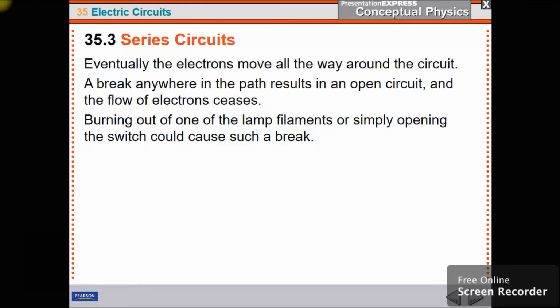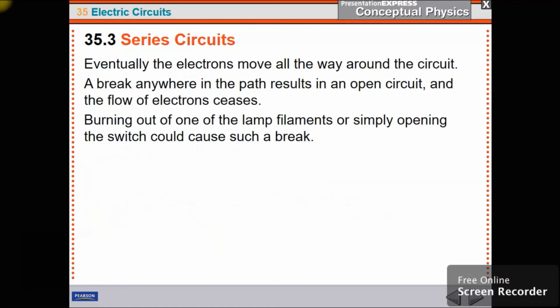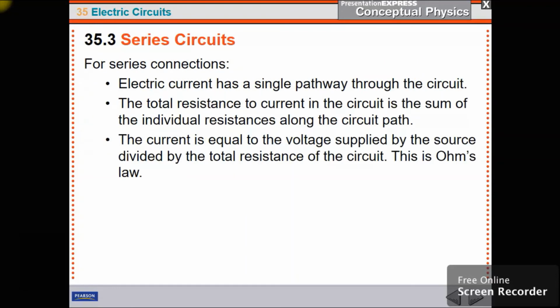Also, third sentence there. Burning out one of the lamps will turn off all the lamps. So when I was a little kid, we got the cheap Christmas lights, and if one bulb burned out, then the whole string went out, and that's what's set up here. So if one of those light bulbs burned out and there's no current flow, then the other two lights are also going to be off.